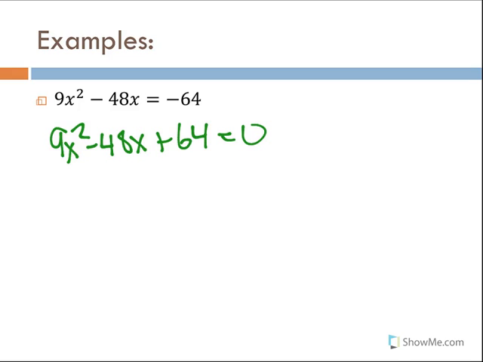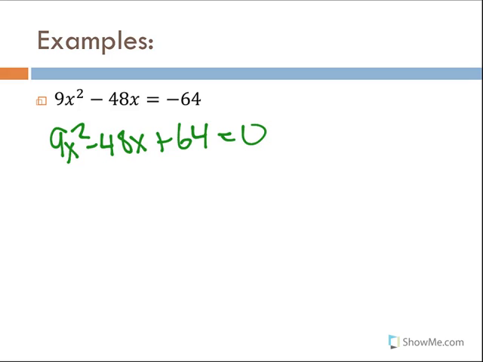Now I want to look: do they all have anything in common? I could take a 3 out of these, but not out of 64, so that doesn't work. I could take a 4 out of these, but not out of 9. So I can't factor it any farther. Could we use our box method? Could we use trial and error? Absolutely, guys, those will always work. But the whole purpose of this video was to look for some of those patterns.